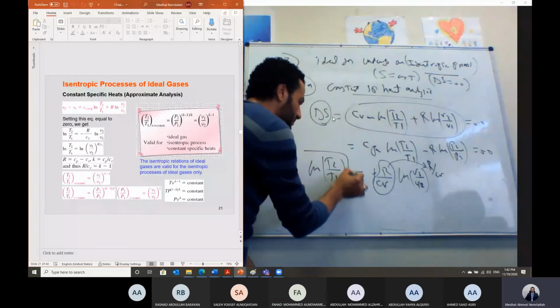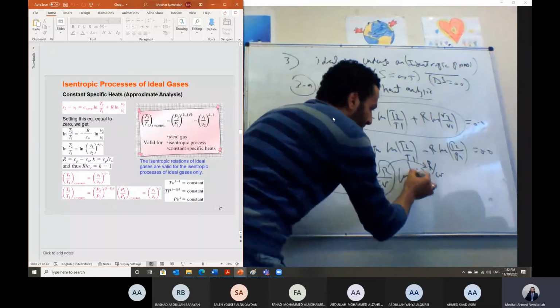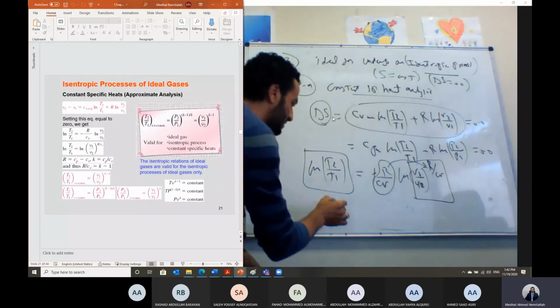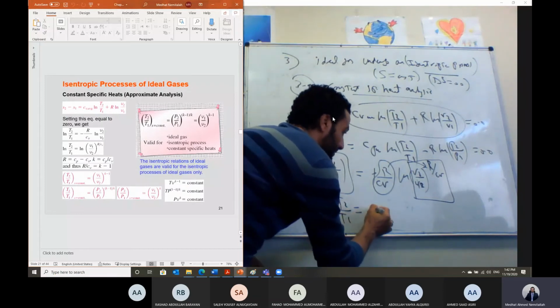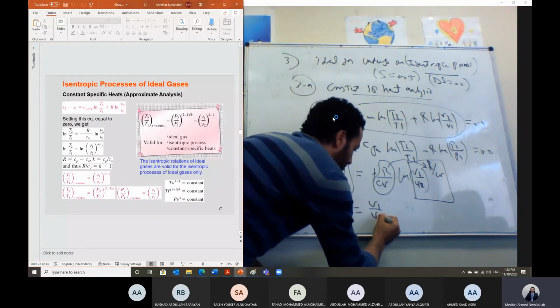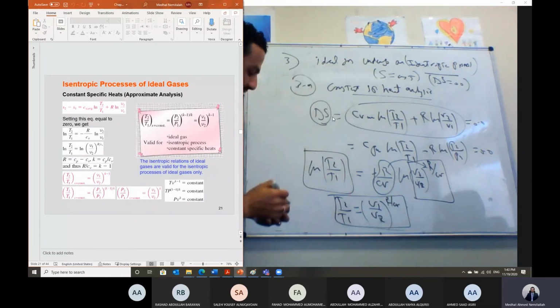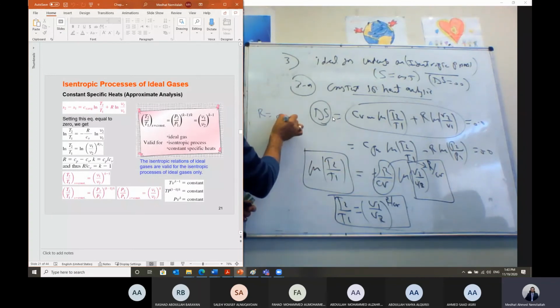So it will be ln V1 over V2 to the power R over CV. So now we have ln T2 over T1 equal to ln V1 over V2 to the power R over CV. So that means T2 over T1 is the same as V1 over V2 to the power R divided by CV. Okay, for an ideal gas, guys, we have R, the gas constant. We said this in chapter 4. R, the gas constant, is equal to the difference CP minus CV, and the specific heat ratio is CP over CV. Okay.